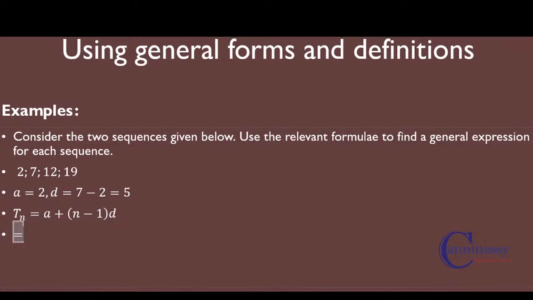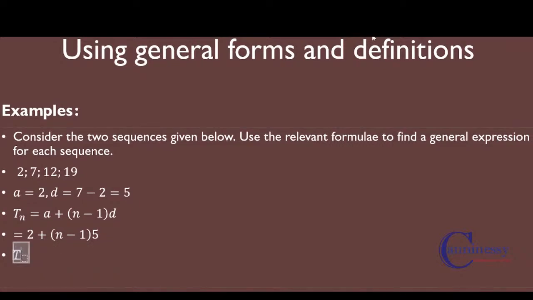Now we have to substitute. A is in this case 2, plus open brackets n minus 1 into 5. The value of D is 5. Now remember, in order to master sequence and series, we have to know our algebra, right? So now we have to simplify this expression.